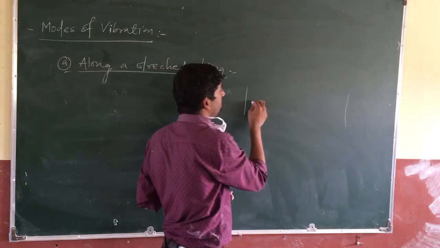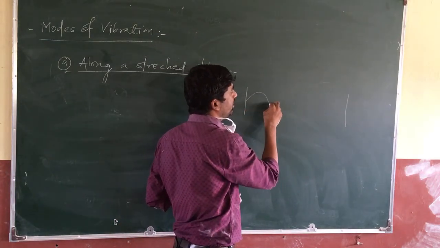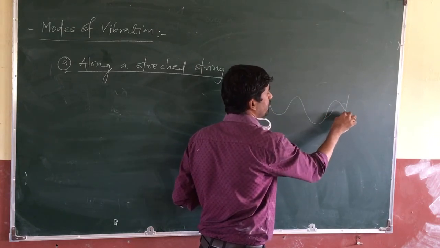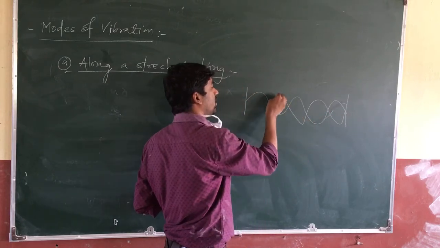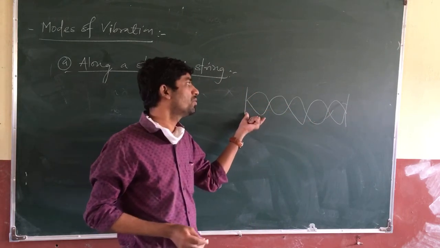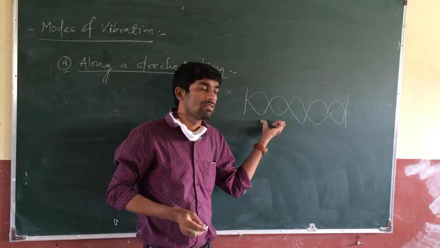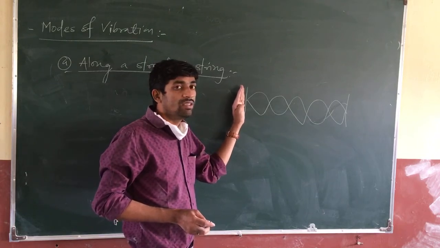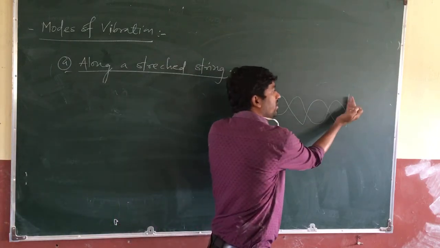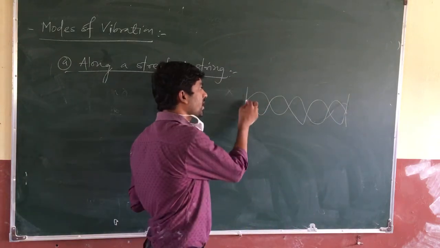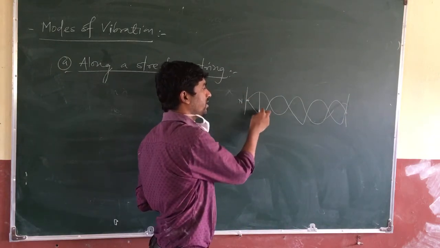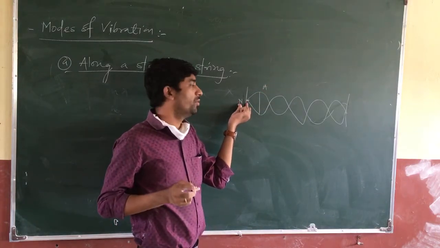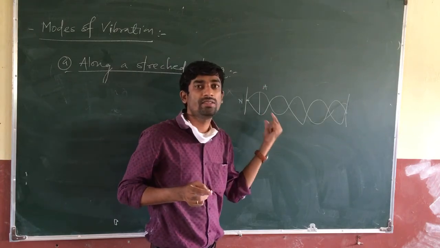So what is a stationary wave? If one wave is moving in the positive x direction and another wave is moving along the negative x direction, when these two waves are superimposed on each other, they produce a stationary wave. When a stationary wave is produced, this region is bounded and this region is also bounded. This point is known as your node and this point is known as your antinode. At the node, the vibration of the particle is 0, and at the antinode, the vibration of the particle is maximum.